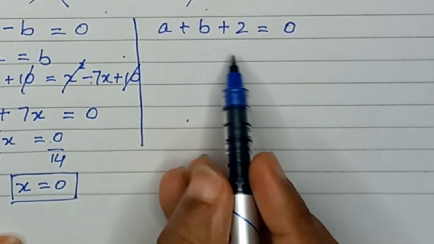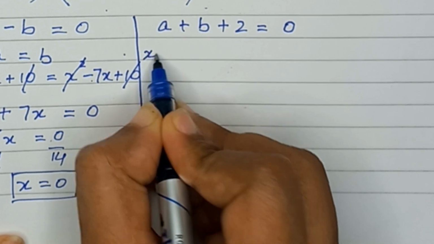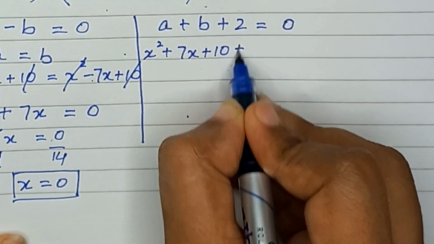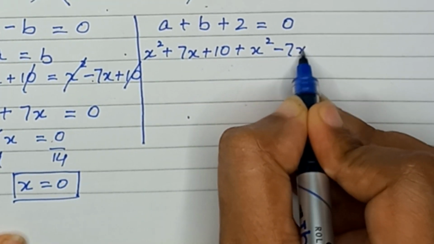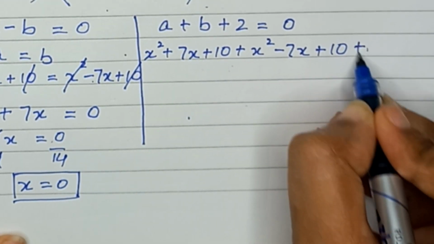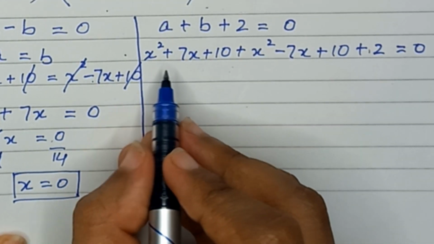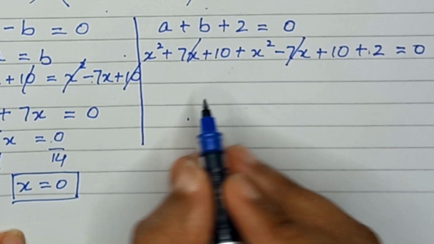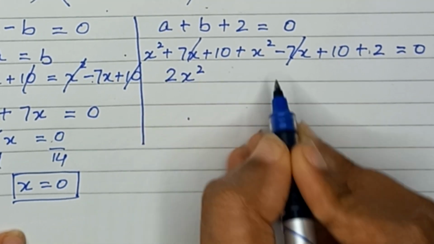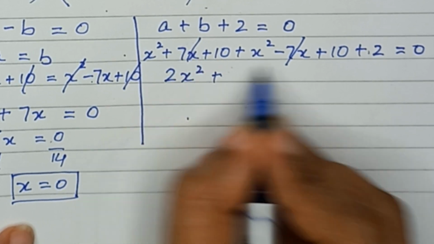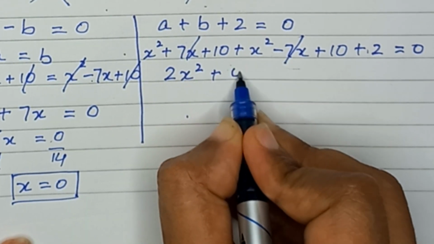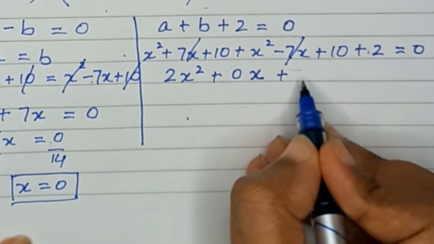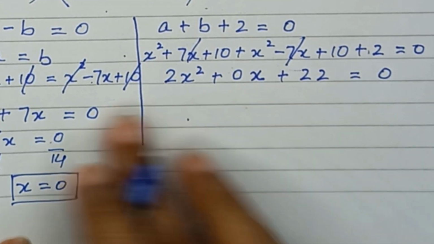Now a plus b plus 2 is equal to 0. We will again substitute the values of a and b here. a is x square plus 7x plus 10, and b is x square minus 7x plus 10, and plus 2 is equal to 0. So positive 7x and negative 7x will cancel out, and x square plus x square is 2x square, plus the coefficient of x is 0x, and the constant is 10 plus 10 is 20 plus 2 is 22, which is equal to 0. Now it is in the form of a quadratic equation.